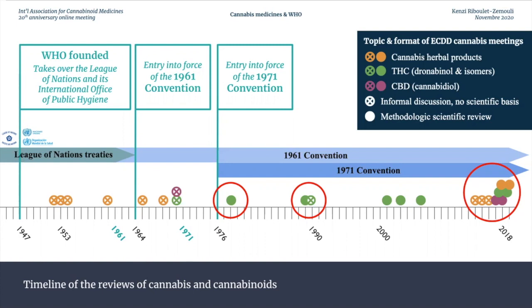Same thing for cannabis. In 1989 and 1990, they reviewed THC again and recommended that Delta 9 and only Delta 9, not the other isomers, be lowered by one level in the 1971 Convention. That's why we have this different approach for Delta 9 THC and the isomers as we saw earlier.